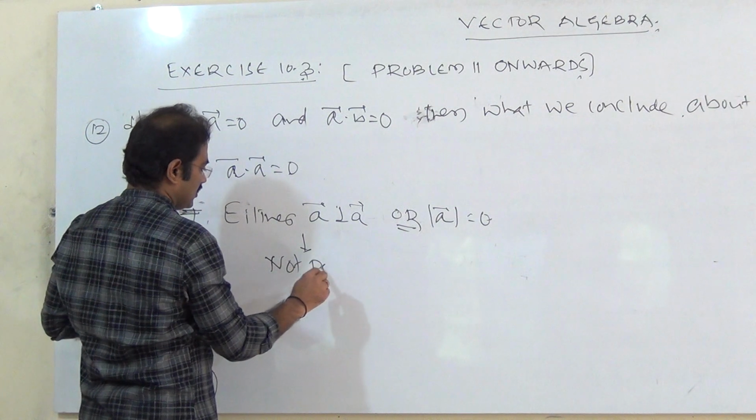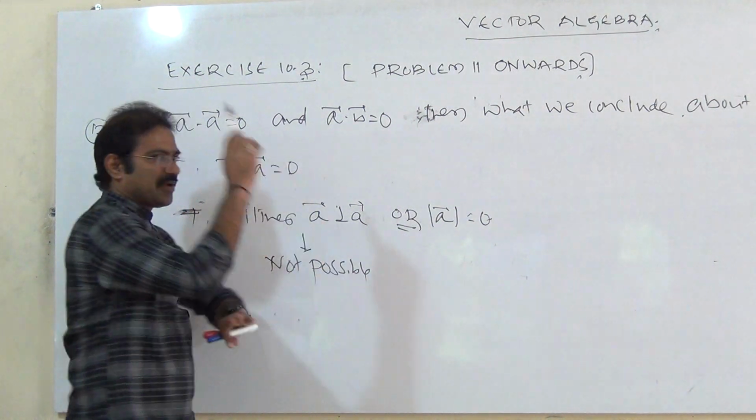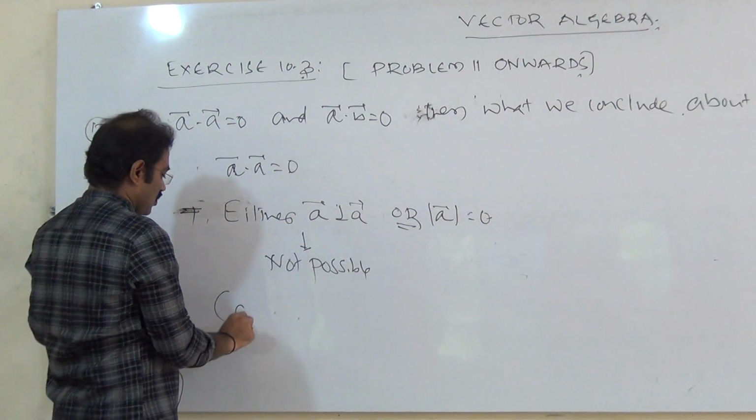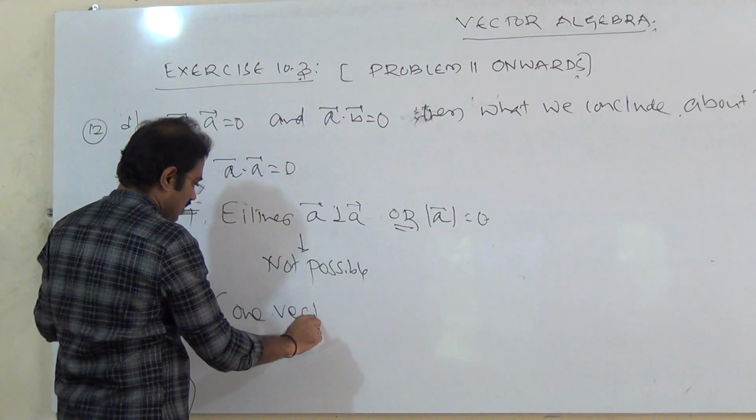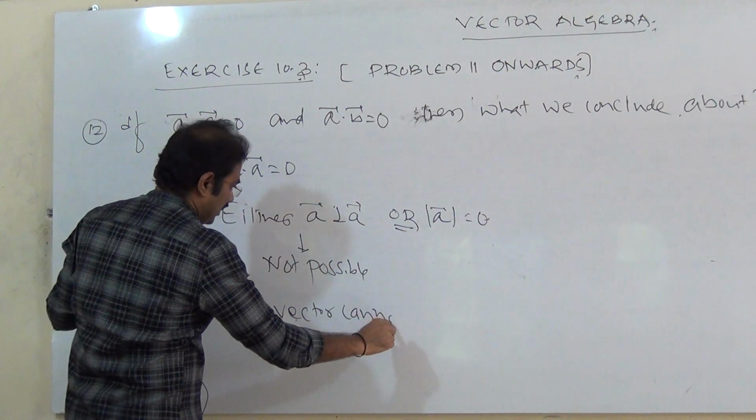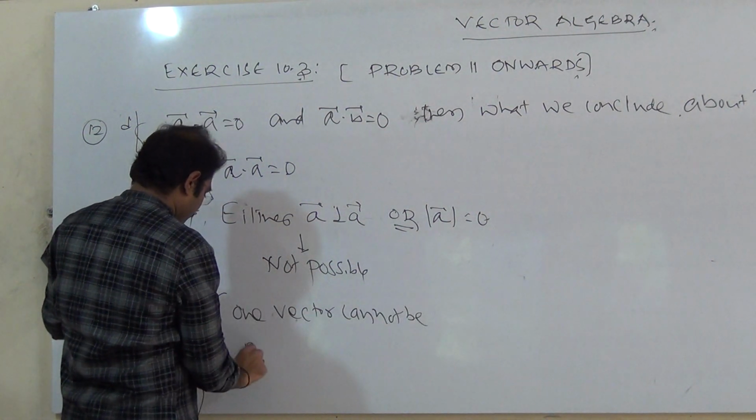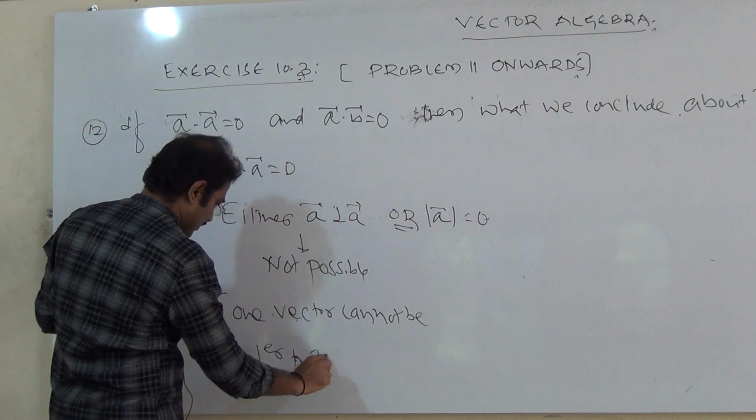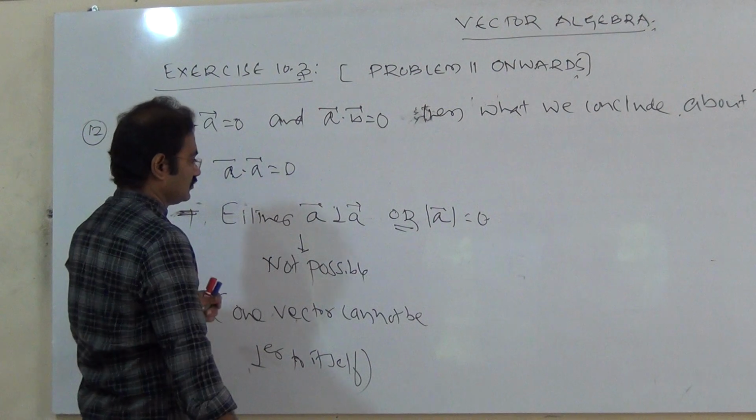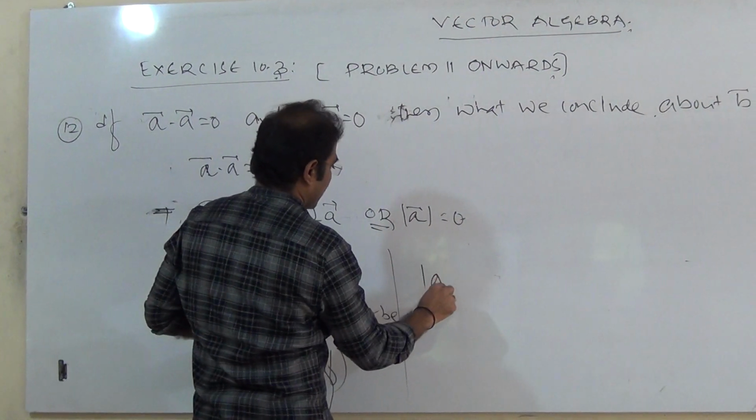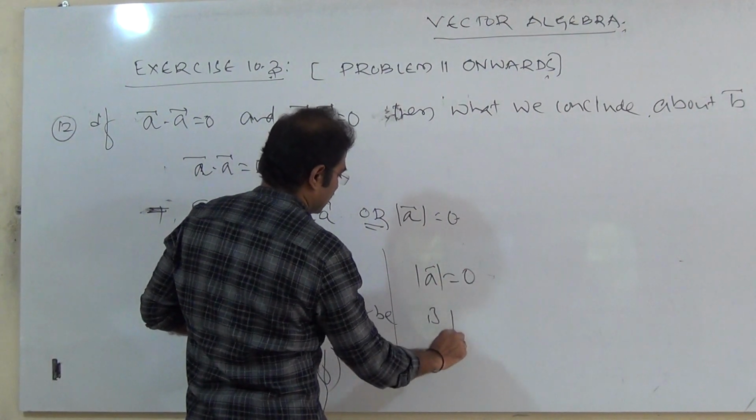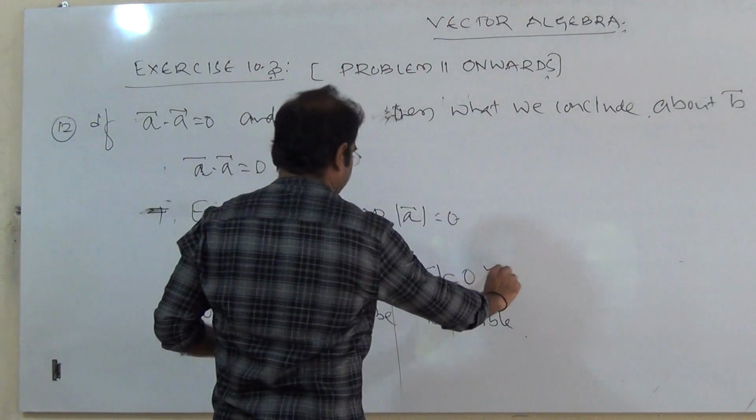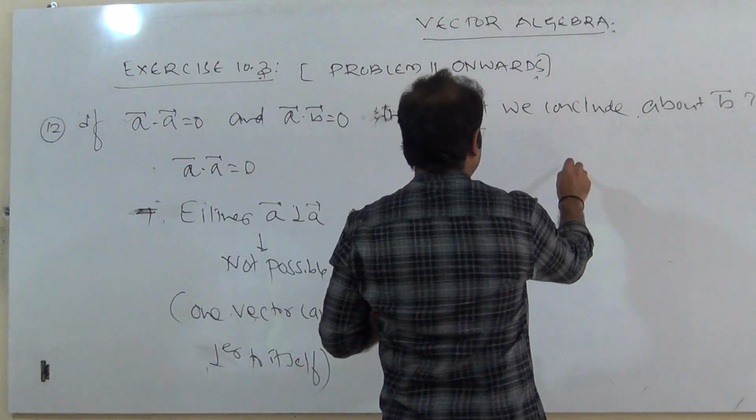Why? One vector cannot be perpendicular to itself, right? Therefore, magnitude of A equal to 0 is possible, right? This is right. Then A dot B equal to 0.